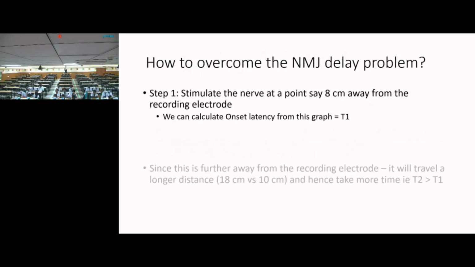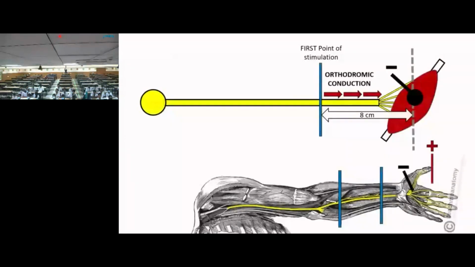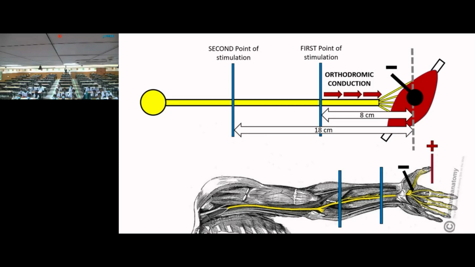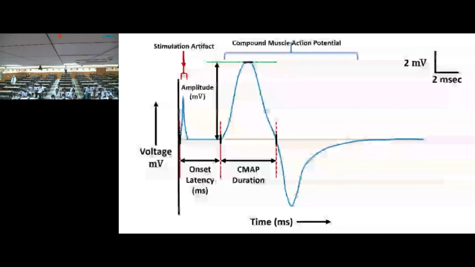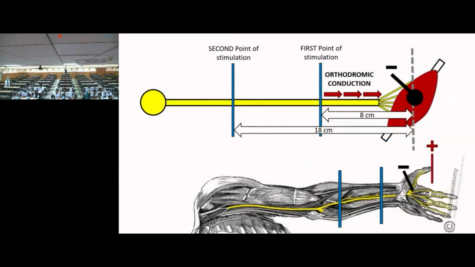We are going to stimulate from two points. The first point of stimulation will be 8 centimeters from your active electrode. We know the distance. Now we are going to stimulate further proximally, at a second point of stimulation. Let us consider it is 18 centimeters from your active electrode. So we are going to have two points of stimulation.